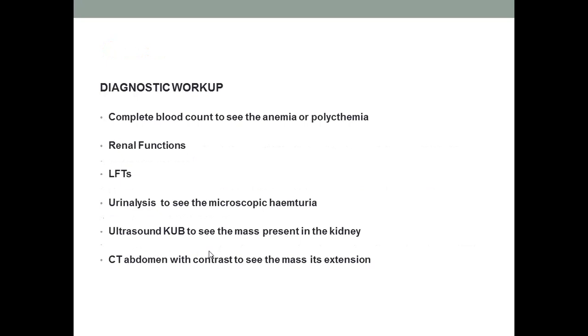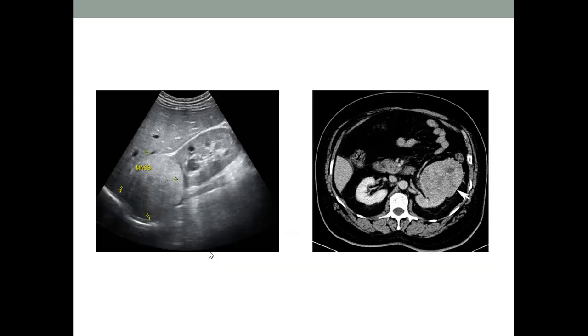To diagnose, you should start with a complete CBC that may show anemia or polycythemia, depending upon which factor is going more, the erythropoietin factor or the blood loss. Renal function, LFT, urine analysis to see microscopic hematuria, ultrasound KUB to see the renal mass, and CT abdomen to see the extension and size of the mass. You can see here, this is one of the big masses. This is a normal kidney. This is a big mass involving part of the kidney.